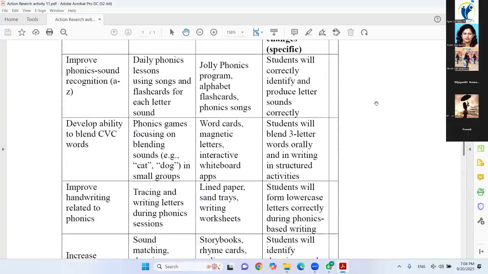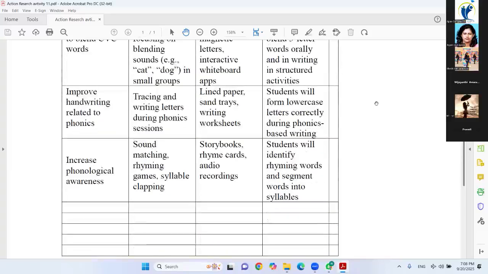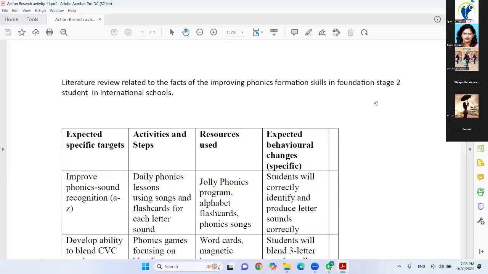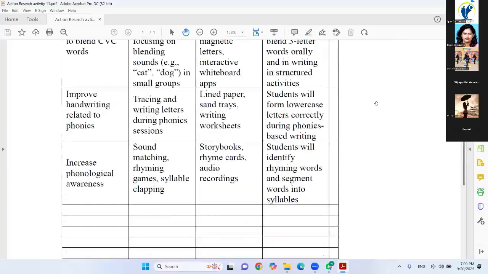So I made four. Any changes, madam? Increase phonological awareness: sound matching, rhyming games, syllable clapping, storybooks, rhyme cards, audio recordings. Students will be able to identify rhyming words and segment words into syllables. Then, overall, what do you expect from all these activities? Improve their phonics formation skills. So at the end you can write that it is expected from all these to improve the students' phonic ability, skills, or whatever it is.